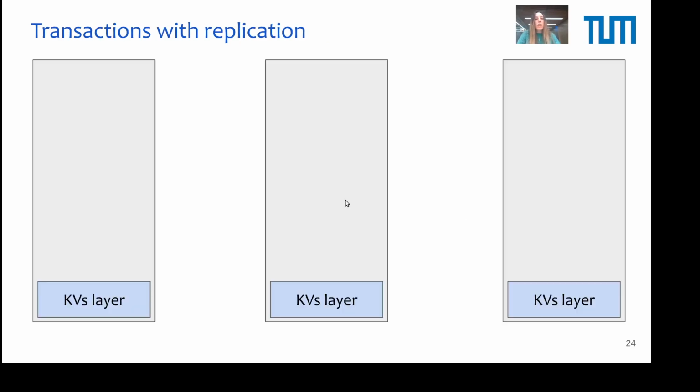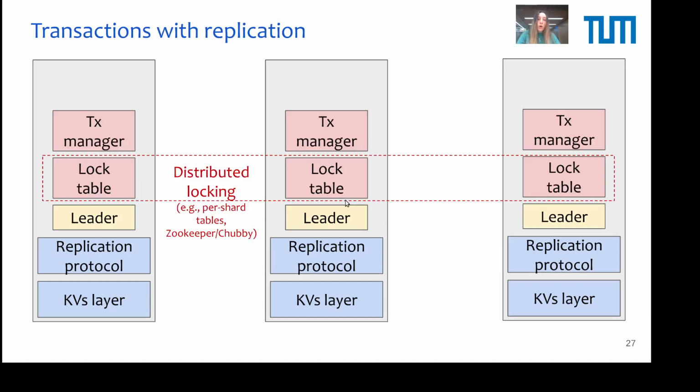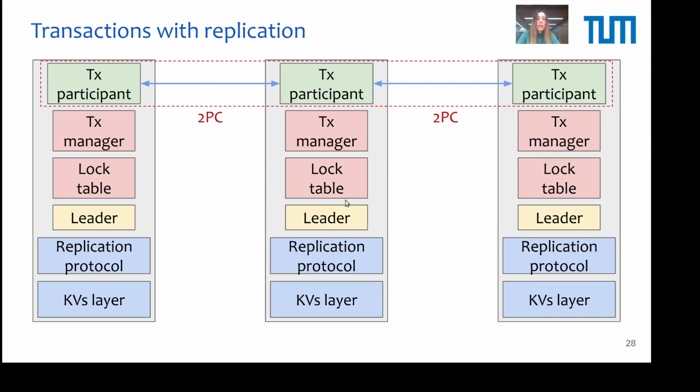Now let's see how distributed transactions with replication work. Each gray box is a replicated set of nodes that has a replicated key value store layer. Above the key value store layer, we run the replication protocol, which has a leader to coordinate the actions in the replication group. On top, we have the transactions layer that comprises a lock table and a transaction manager. The lock table offers distributed locking and can be implemented in various ways. For example, we can have per shard locking tables, or we can use an external service like Zookeeper. Lastly, on the very top, we run the two-phase commit protocol.